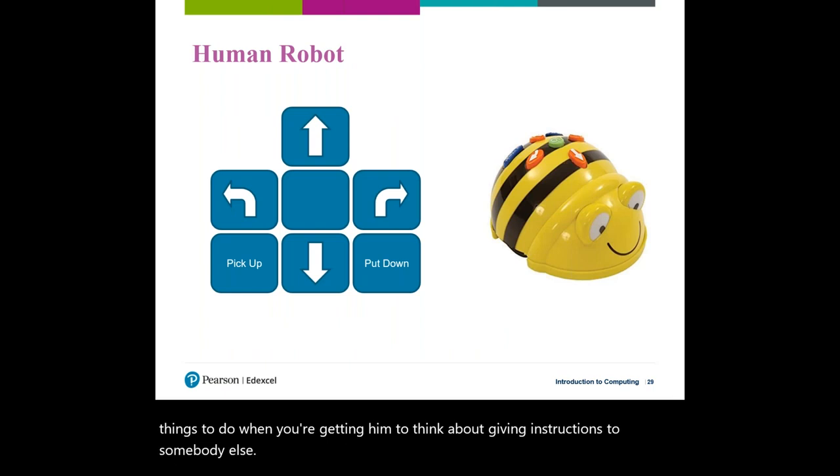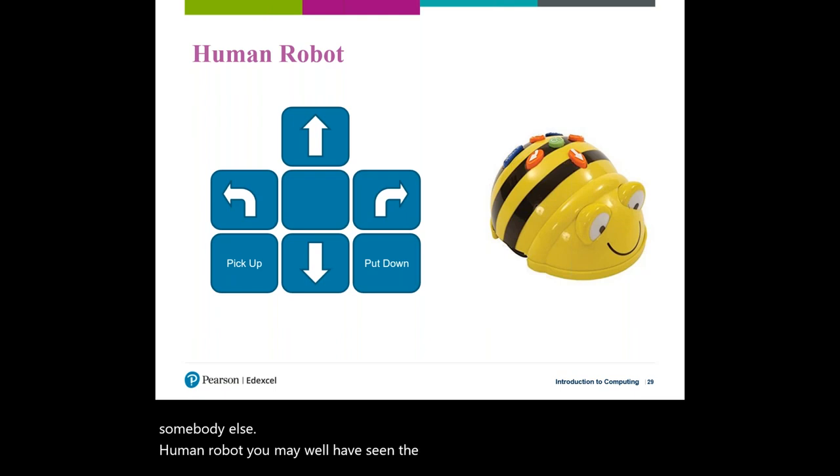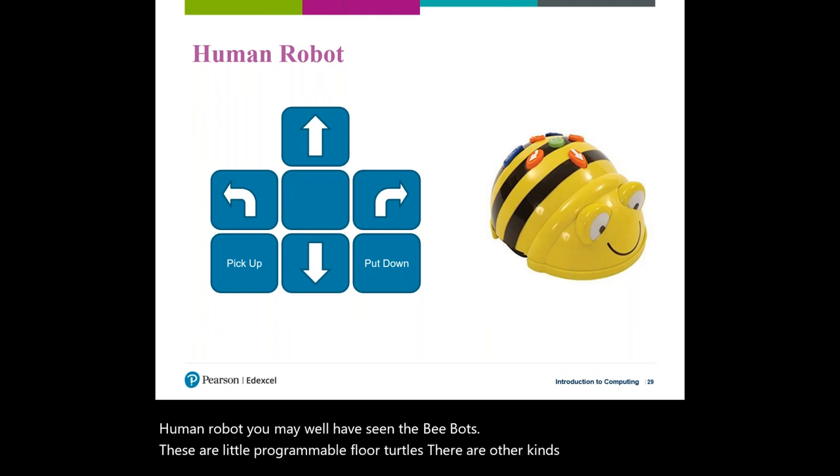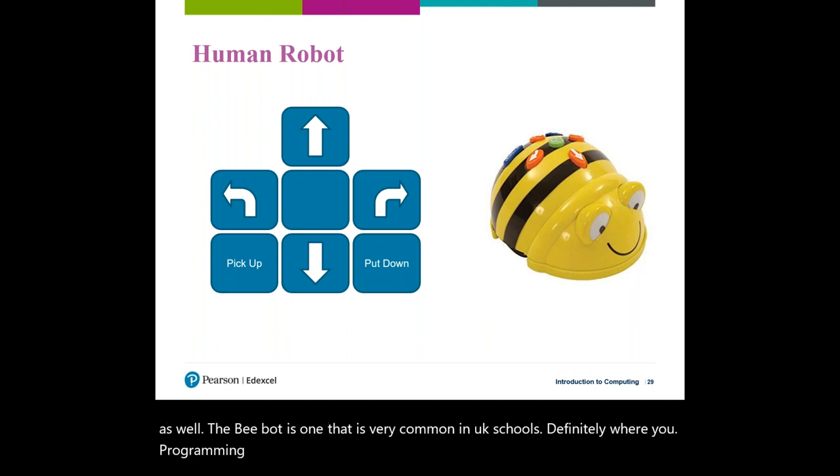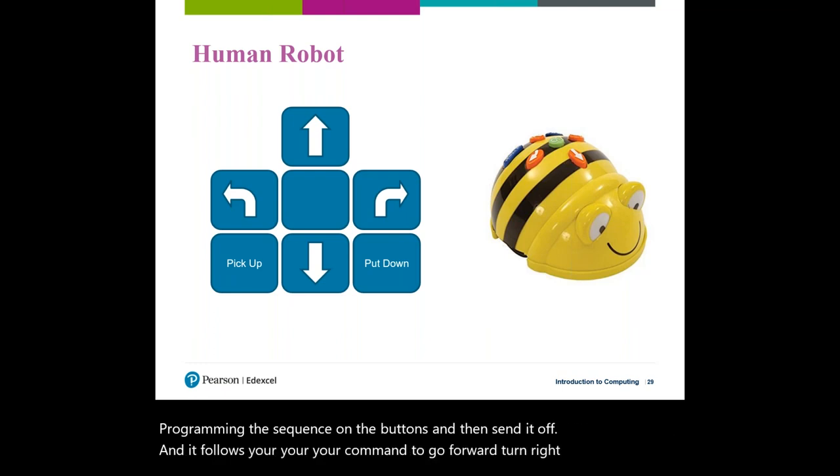Human robot. You may well have seen the Bee-Bots. These are the little programmable floor turtles. There are other kinds of turtle out there as well. The Bee-Bot is one that is very common in UK schools, definitely, where you program in a sequence on the buttons and then send it off, and it follows your command. So go forward, turn right, go forwards, turn left, go forwards, and so on.